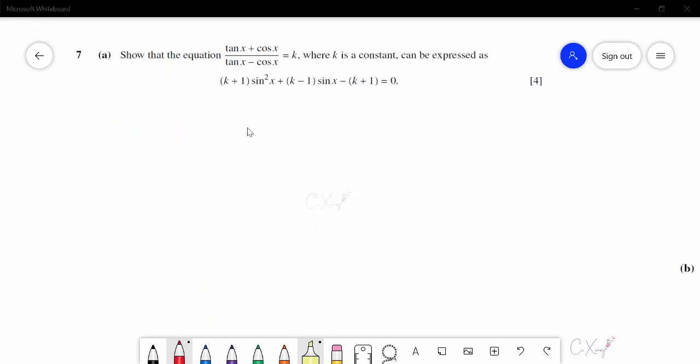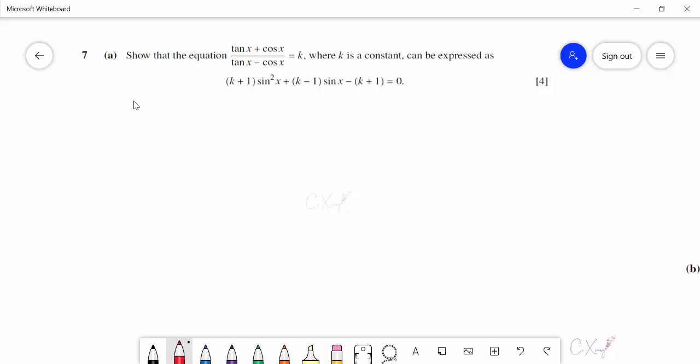Okay, and now we come to question number 7. They want us to show that this equation can be expressed like this. You can see that the original equation has tangent and cos, and the final answer that we want to show has no more tangent and cos, but everything becomes sine. So let us start from the equation given first. We have (tan x + cos x) divided by (tan x minus cos x) equals k.